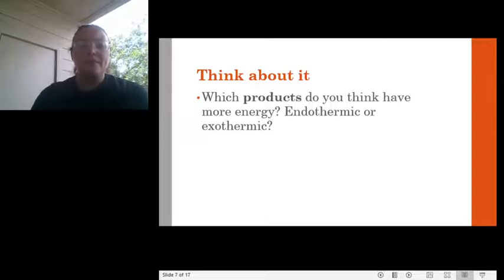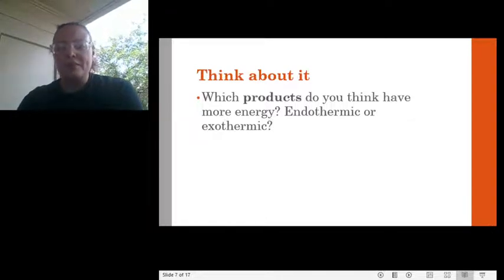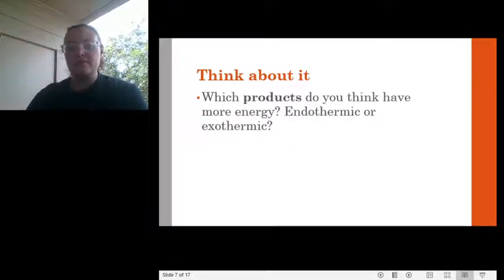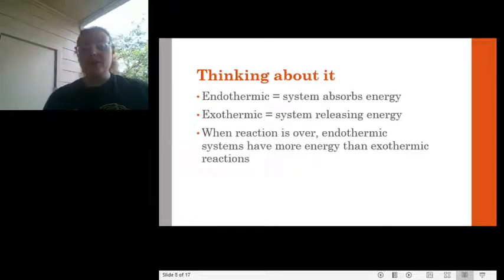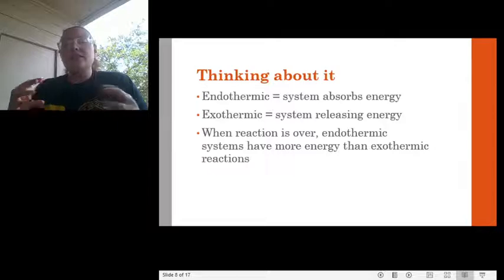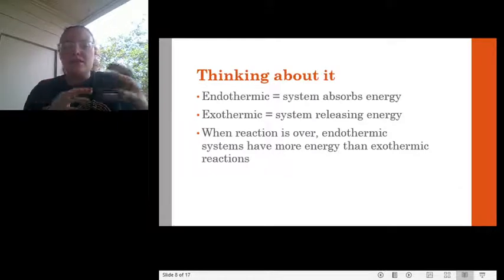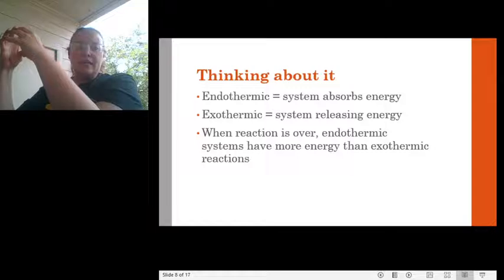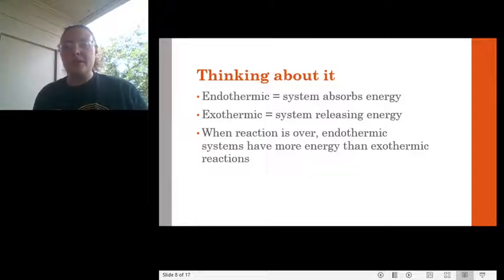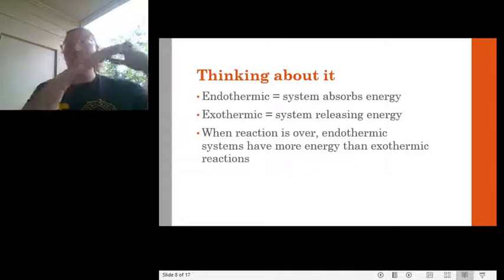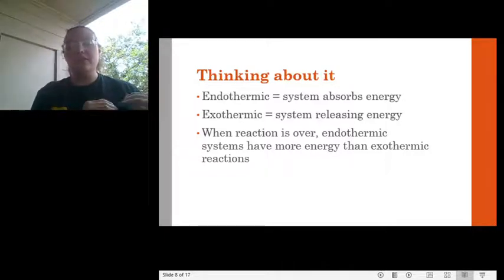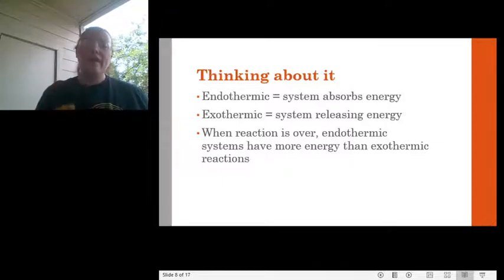So let's think about this one. We have products, and we have endothermic and we have exothermic reactions. Between the two, which products do you think have more energy, from the reactants that absorbed energy or the reactants that released it? Well, the reactants that are absorbing energy are increasing the energy in the system, so that would mean they're at a higher energy state. Versus yesterday, we talked about exothermic reactions. When those bonds are made, they go into a lower energy state. They lose energy. That's why energy is released and they become more stable. So those products have lower energy.